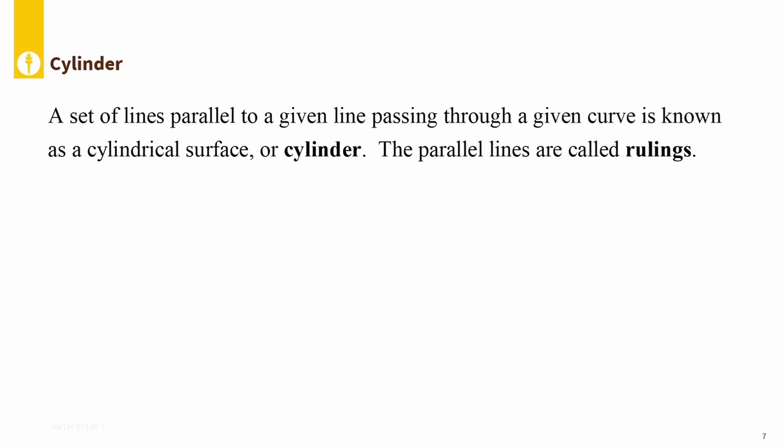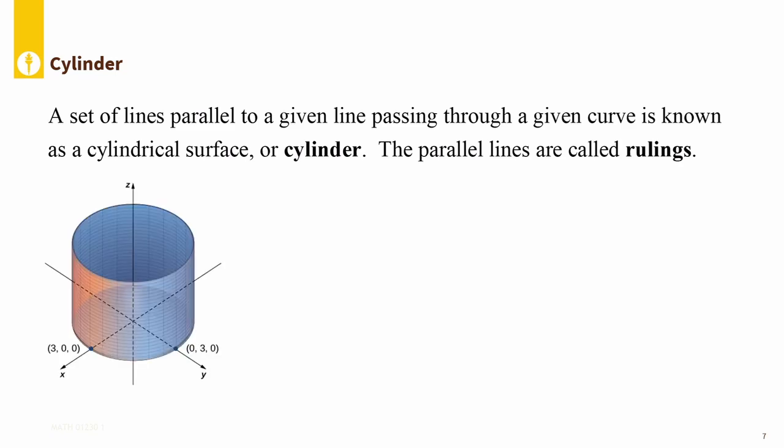The formal definition of a cylinder is a set of lines parallel to a given line passing through a given curve. We call these cylindrical surfaces or just simply cylinders. The parallel lines are called rulings. All right, so here's your soup can.